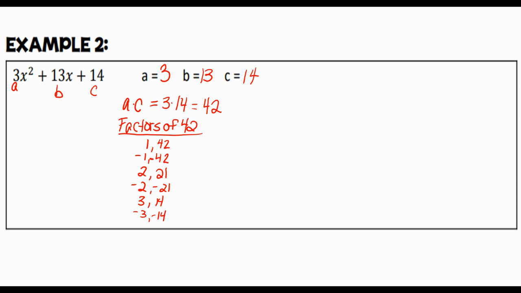4 does not go into 42. 5 does not go into 42. 6 does go into 42 times 7, and we also have negative 6 and negative 7. And I know I'm done because the next number would be 7 that's listed. So here's all my factors. I ran out of room a little bit. That's okay. And now we're going to find what it adds to.